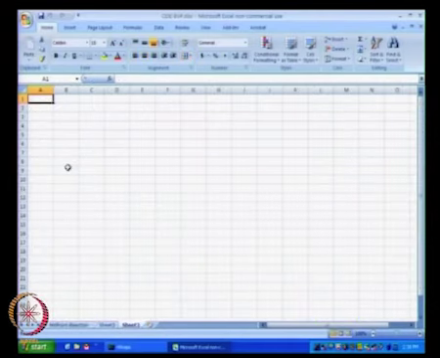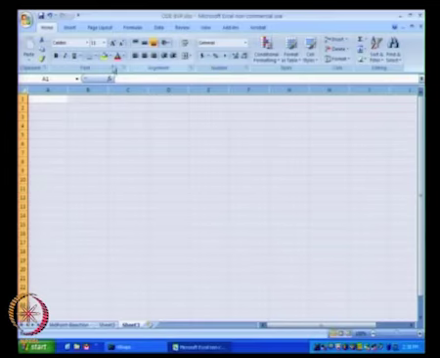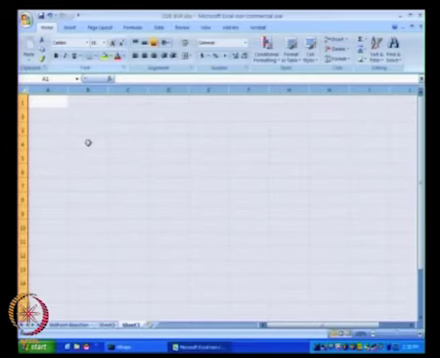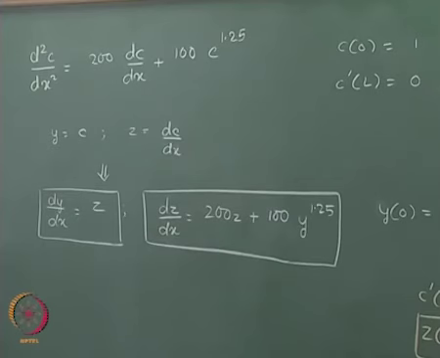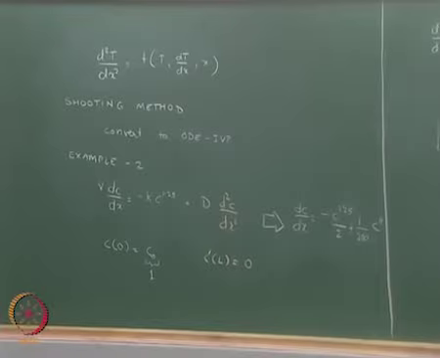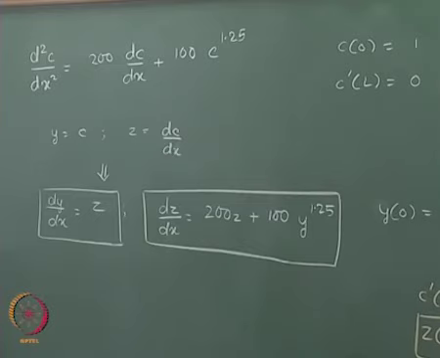Let us go to a new sheet, and what we are going to do is solve the problem that I just showed on the board. We will increase the font size and all those, okay. So let us try to solve the problem. The problem that we wanted to solve, we would write that as y dash equal to z, and z dash is going to be equal to 200z plus 100y to the power 1.25.